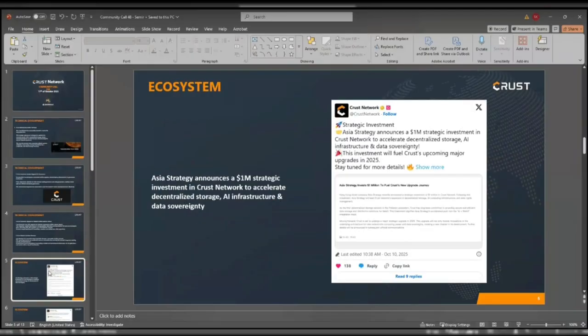We have some ecosystem updates, and probably the biggest one, not probably, it's exactly the biggest one, is Asia Strategy announcing a $1 million strategic investment in Crust network to accelerate decentralized storage, AI, infrastructure, and data sovereignty. This is a huge investment, and it would cover all of the realms which Crust offers, whether it's decentralized storage, the AI infrastructure, going over to the community, the node operators, and everyone.